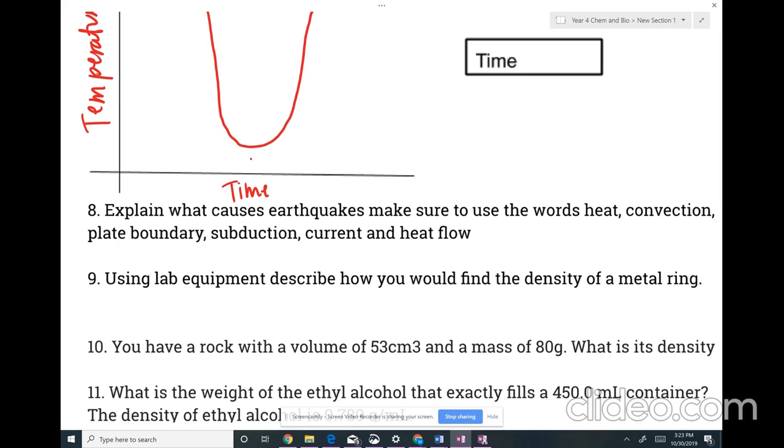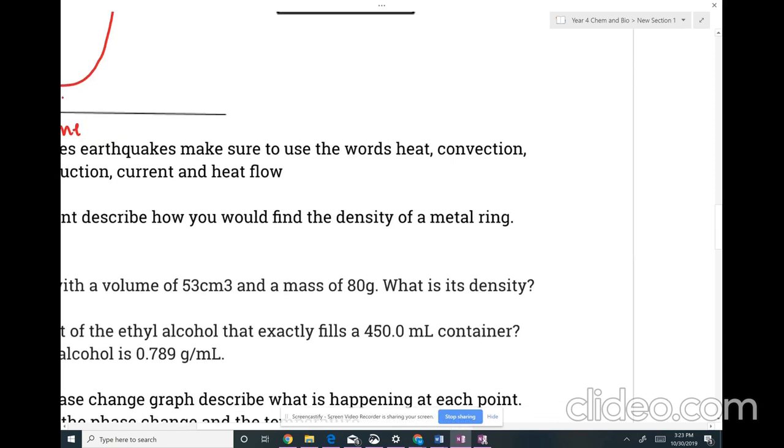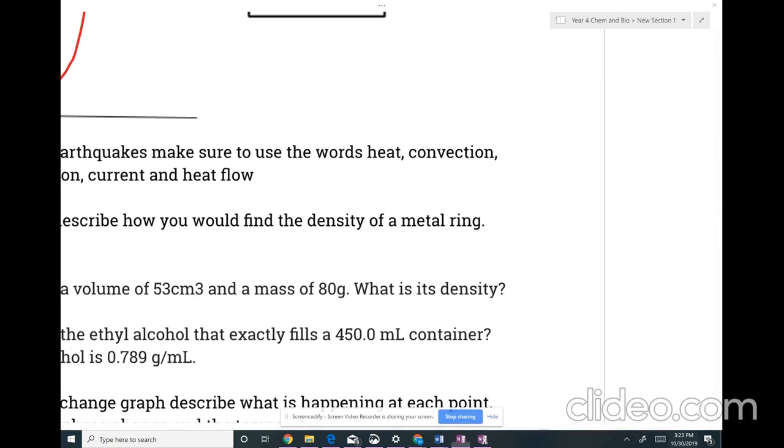Okay, next we're going to talk about earthquakes real quickly. It says, explain what causes earthquakes. Use words like heat, convection, plate boundary, subduction, and heat flow. When we're talking about this, we're talking about what causes earthquakes, so we have to relate everything we've learned to talk about how earthquakes can happen.